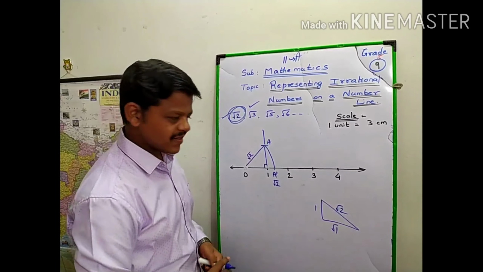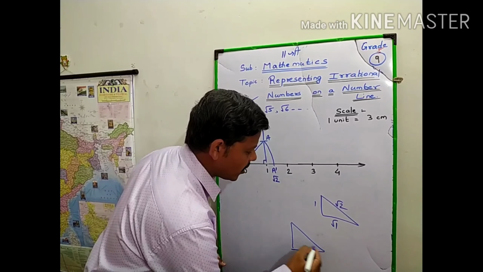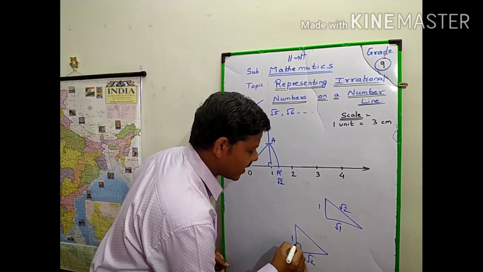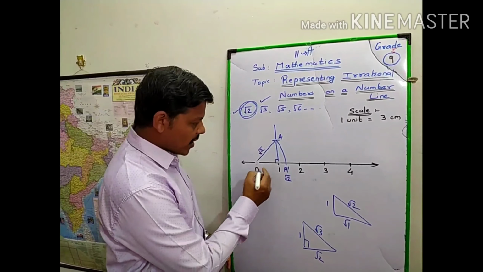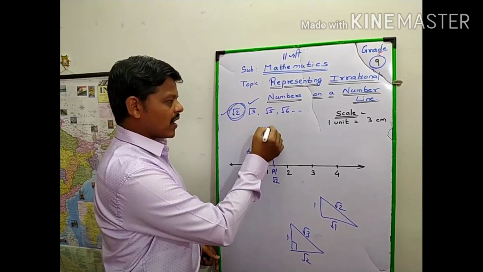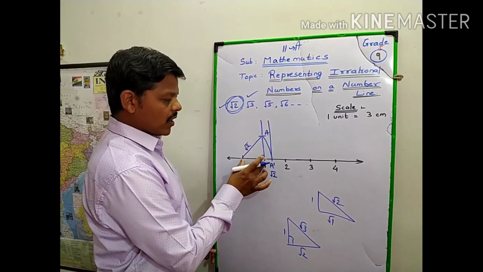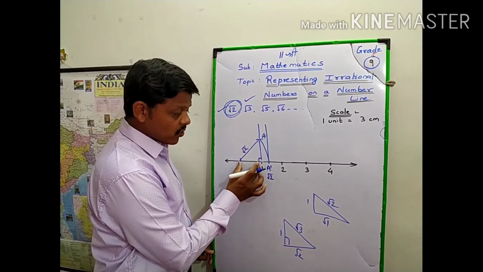Correct? Next, we had also seen root 2 as the base, 1 as the height was going to give us root 3 as the hypotenuse. Now already root 2 base is there with us. At point root 2, again we will draw a perpendicular line. As you can see the steps. Again take 1 unit. See, 1 is from 0 to 1.